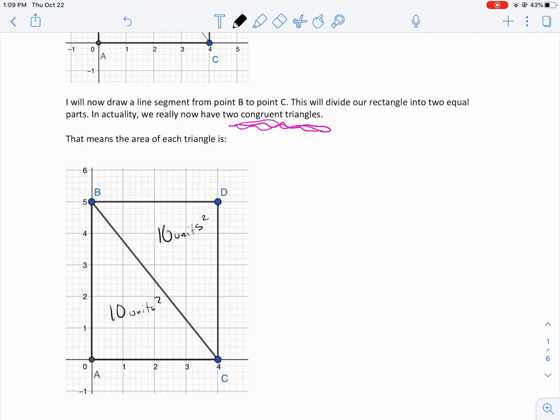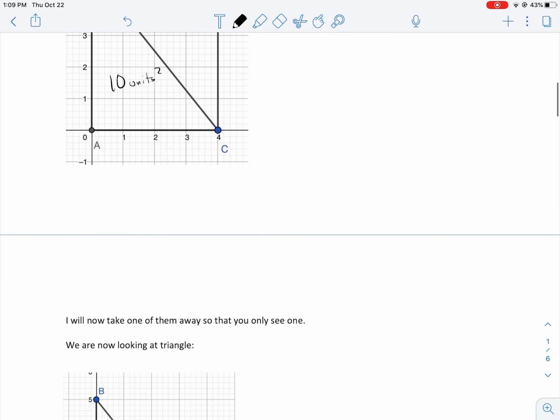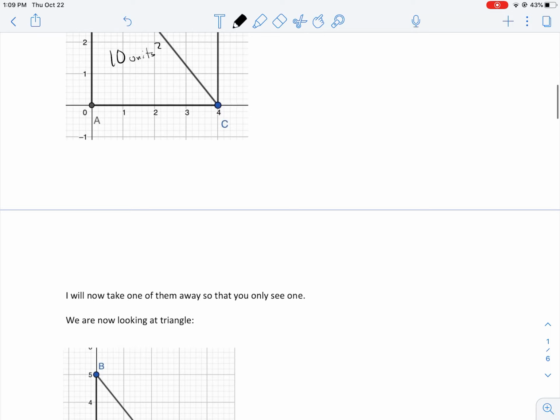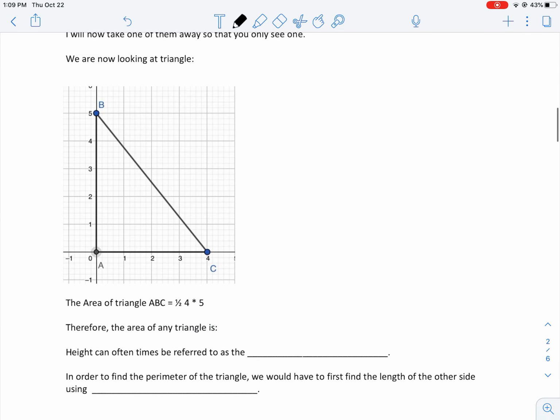Now, as we continue on here, I will take one of them away so that we only see one of the triangles. So now we're looking at just triangle ABC, or triangle ACB, whichever name you prefer. The area of triangle ABC is equal to 1/2 times 4 times 5, which is 10.